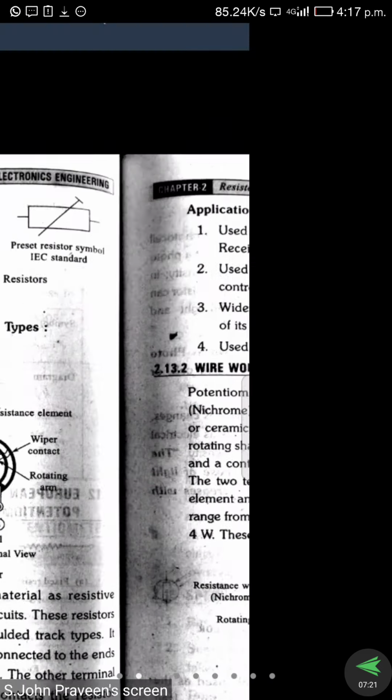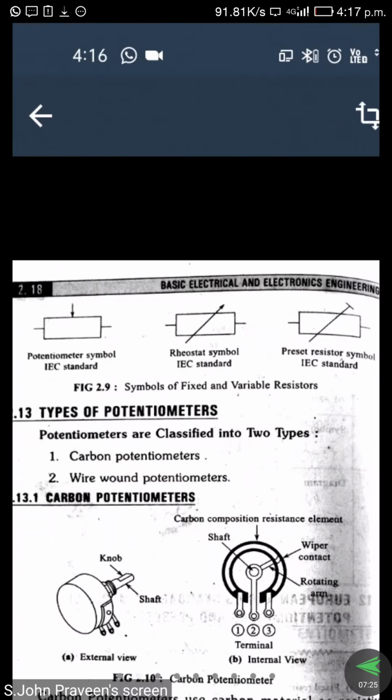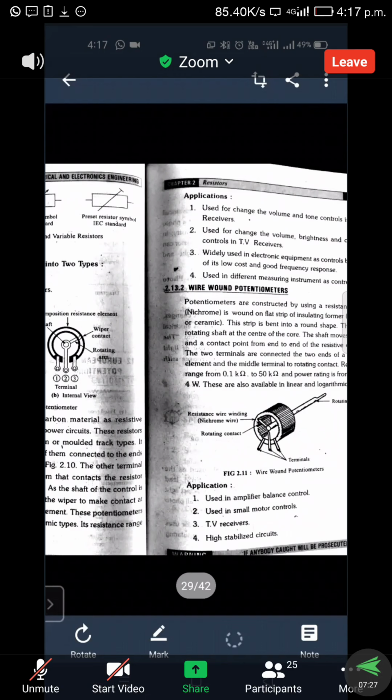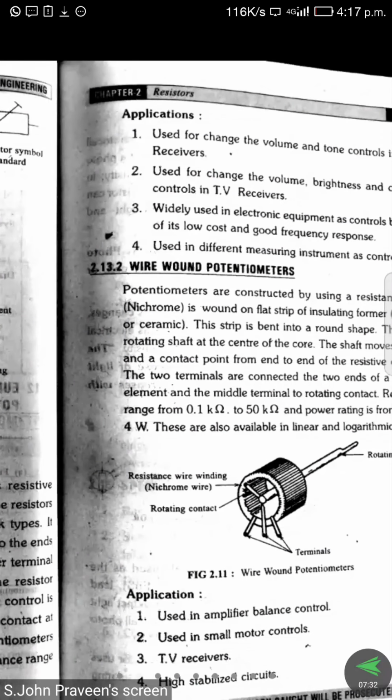Next, wire wound potentiometer. It is also the same. In a cylindrical structure, wire is placed. In the center, a shaft is placed. A wiper is also connected.